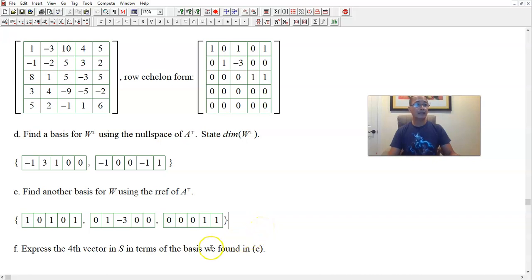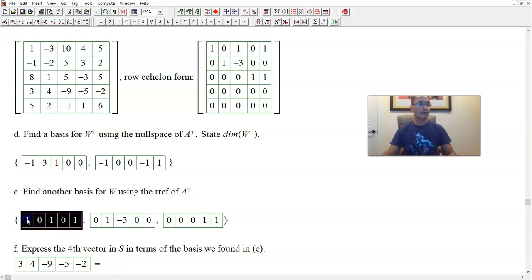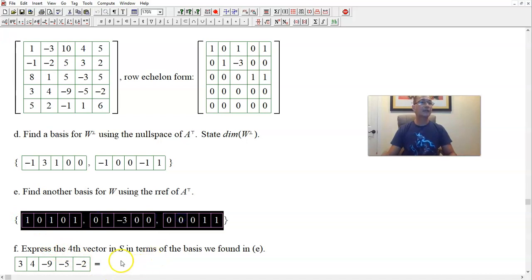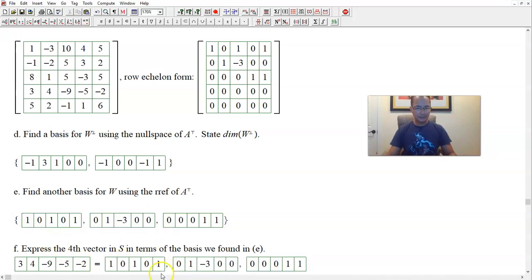Remember that the number of vectors in any basis for a subspace must be exactly the same. Okay, so our last task is to express the 4th vector of S as a linear combination of these 3 basis vectors. Do we have enough space? Let's see. Yeah, we'll just sneak that in there. So that's our 4th vector. I want it as a linear combination of these 3 vectors. So let's put that here.